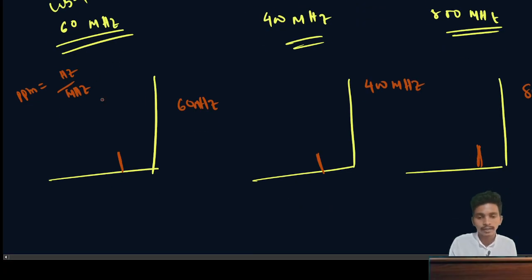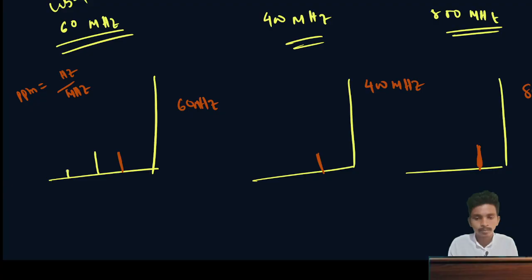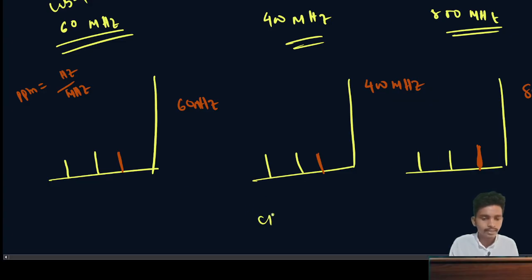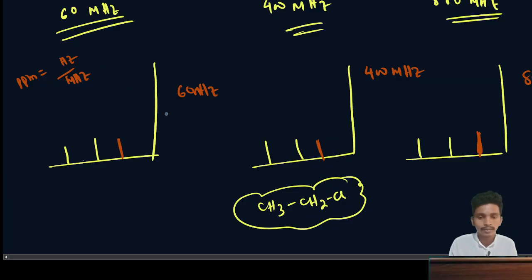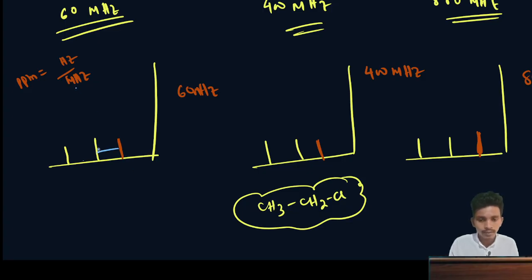Whenever you are using a standard reference, the standard reference is there everywhere. Now the peaks will come here, for characterizing CH3, CH2, CH. Suppose you are characterizing these molecules. Now two peaks have come. If you are using the standard reference, then ppm is hertz upon megahertz. Whatever standard reference and whatever magnitude you are using, this frequency distance will be 60 hertz everywhere for the 60 megahertz instrument.